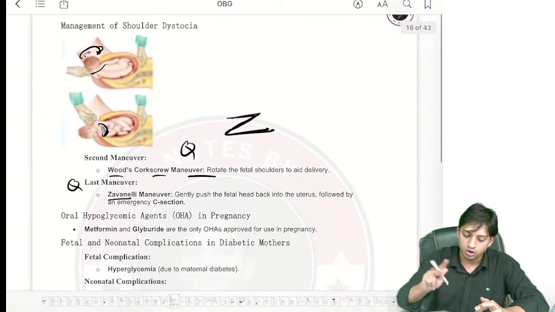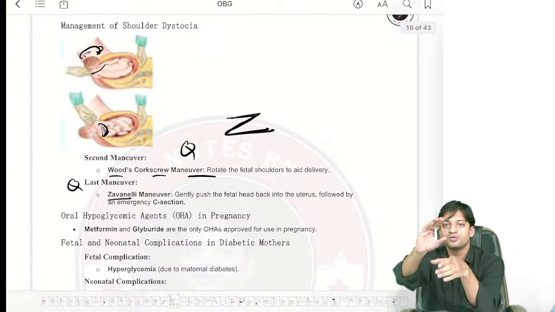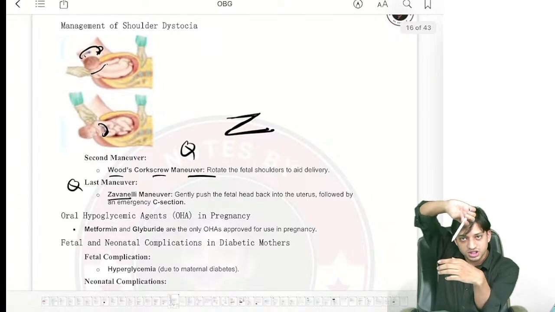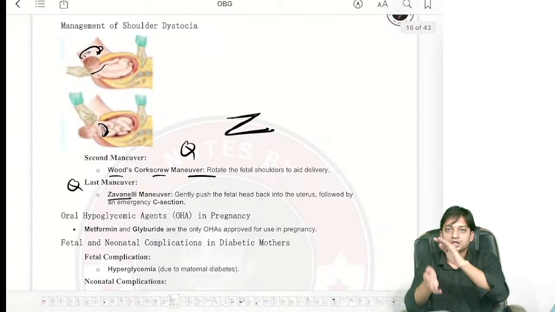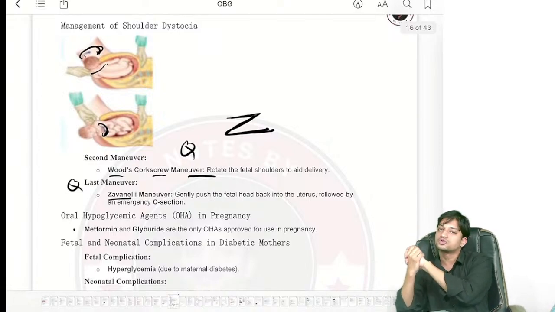Second maneuver is Wood's corkscrew. You know how to remove a corkscrew. You know where the cork is present? Cork is present in wine bottles, and for the corkscrew, you just turn it. Very similarly, you just have to rotate the shoulder. Why do you have to rotate the shoulder? So that you can easily deliver the baby. So the second maneuver is Wood's corkscrew maneuver.